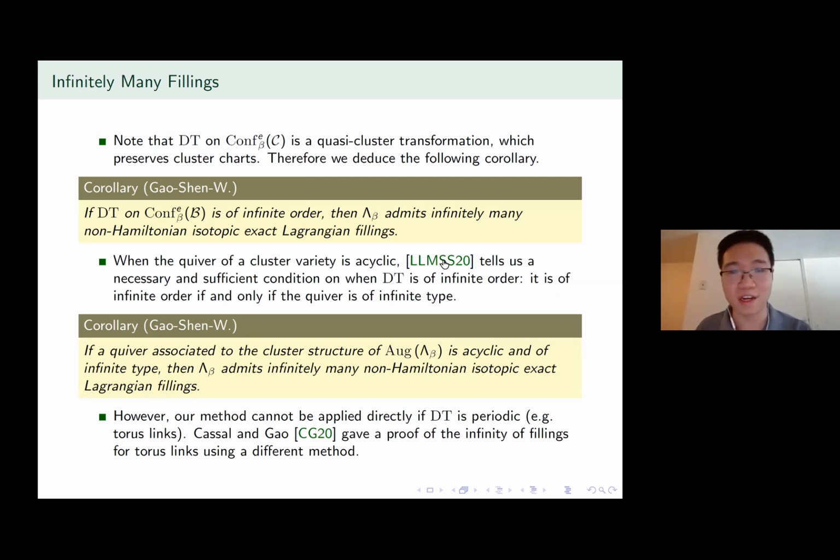In the double Bruhat cell paper we did with Linhui, we talked about finite order of DT. So we know that in some cases DT is of finite order, but it's hard to tell when they are of infinite order. In fact, we believe that often they are of infinite order, but we don't know how to prove it.